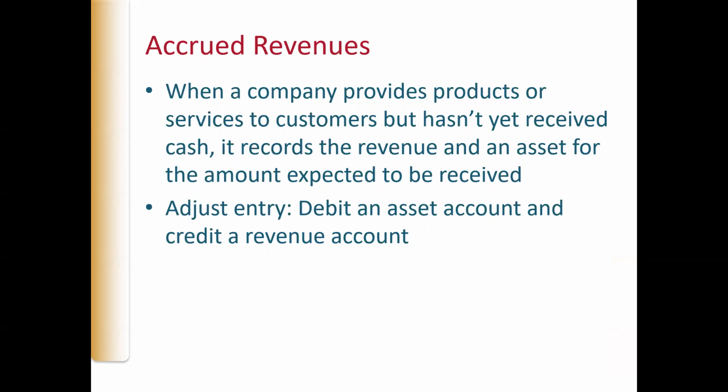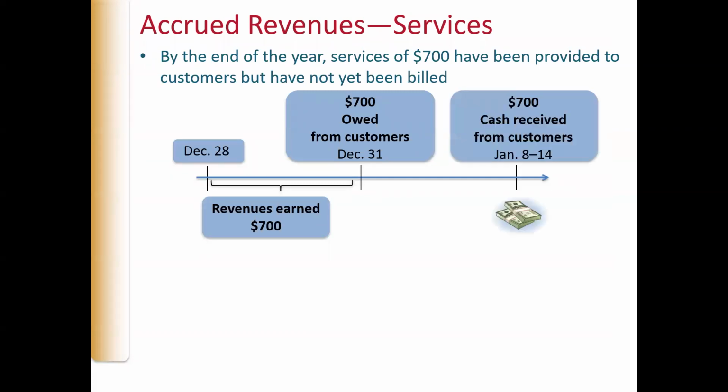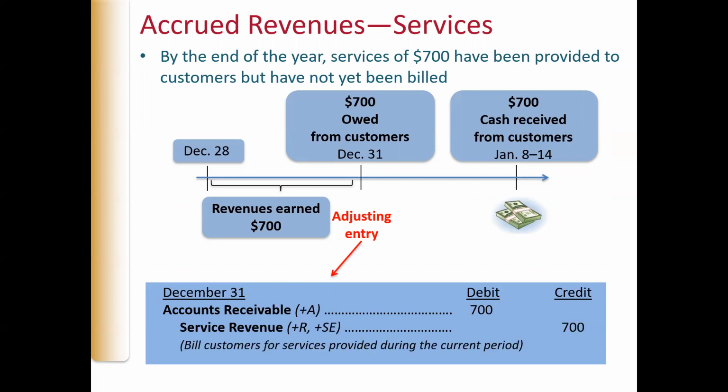Again, accrued revenues are providing services and showing when a company provides products or services but hasn't yet received the cash, it's going to probably record an accounts receivable and credit a revenue account. So from December 28th through 30th, revenues of 700 were earned that haven't been billed yet. So we would show accounts receivable for 700, and then we would credit our service revenue for the same amount.